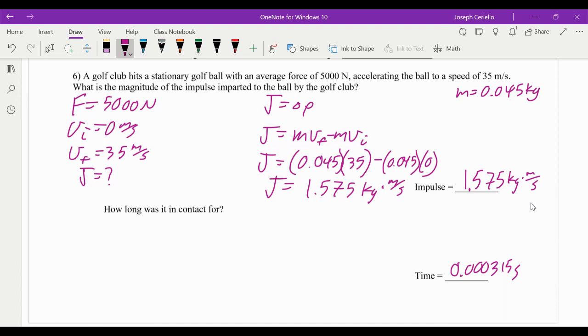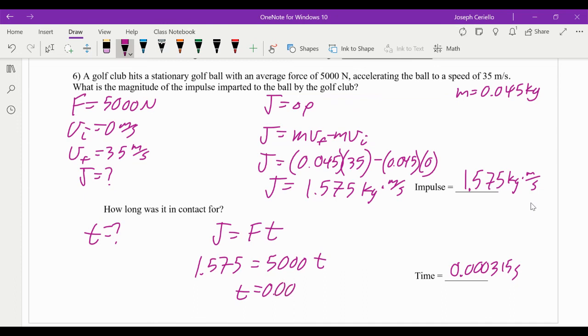So how long was it in contact for? So we're looking for T. Well, now I can use the equation J equals force times time because I know the impulse now and I know the force. So the impulse is 1.575. I don't need the units because they're already written above. The force is 5,000 and time is my unknown. Time ends up being a very small number, 0.0000315 seconds. There you have it.